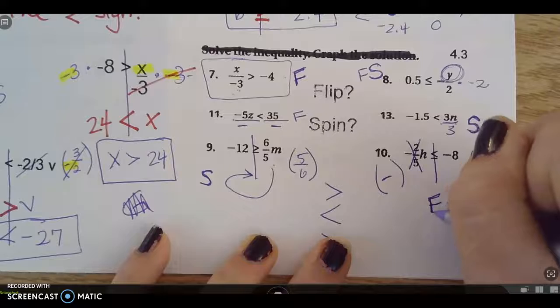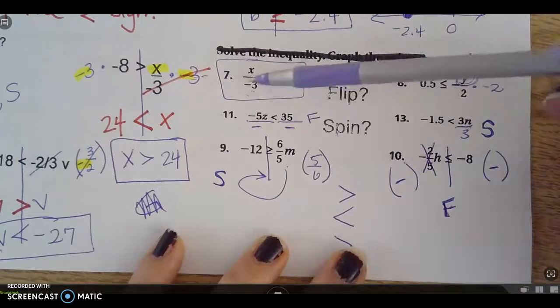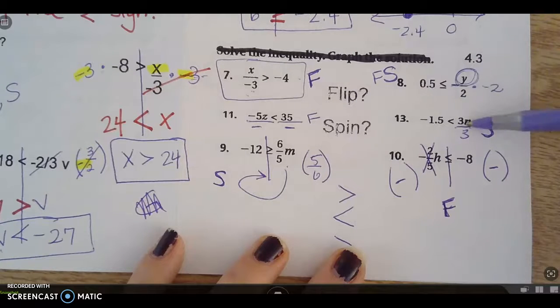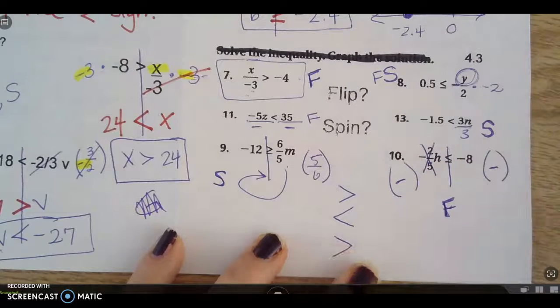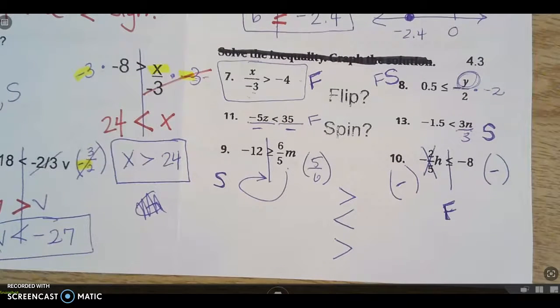Okay? Don't worry too much about my words, flip and spin. I just want us to start noticing, oh, negative on both sides, I got to flip the sign. Or, oh, variable in the back, I'm going to have to spin it all around to get my final answer. Okay? All right, so we've got this page filled in. You are going to continue working on 4.3 practice today.